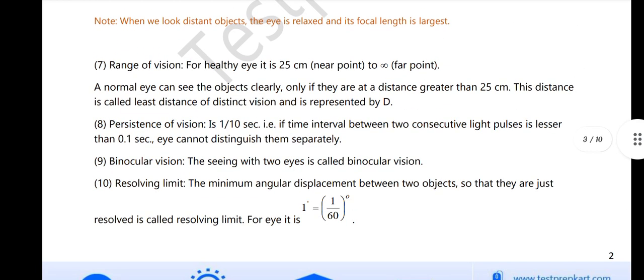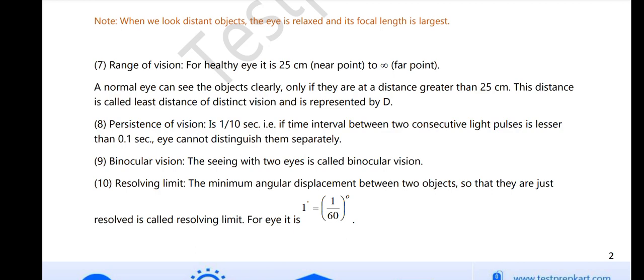Next is the range of vision, that is, up to how much distance a person can see. For a healthy eye, a person can see from the near point, which is 25 centimeter, and the far point is infinity. A normal eye can see an object clearly only if it is at a distance greater than 25 centimeter. This distance is called the least distance of distinct vision, and it is represented by d.